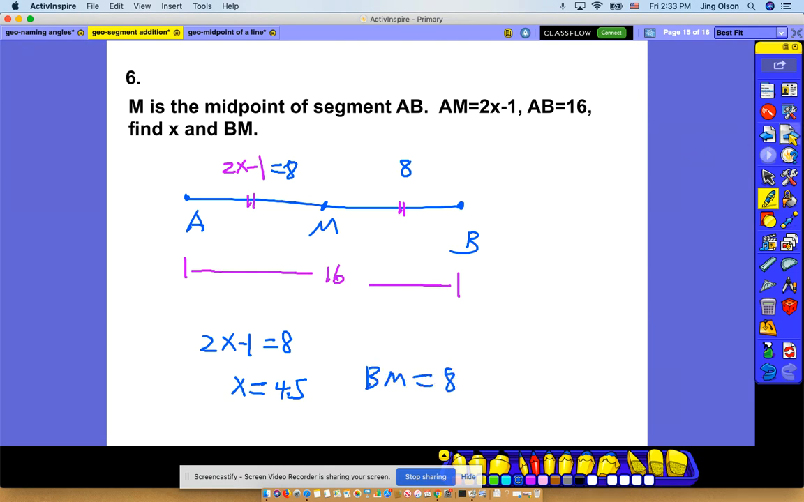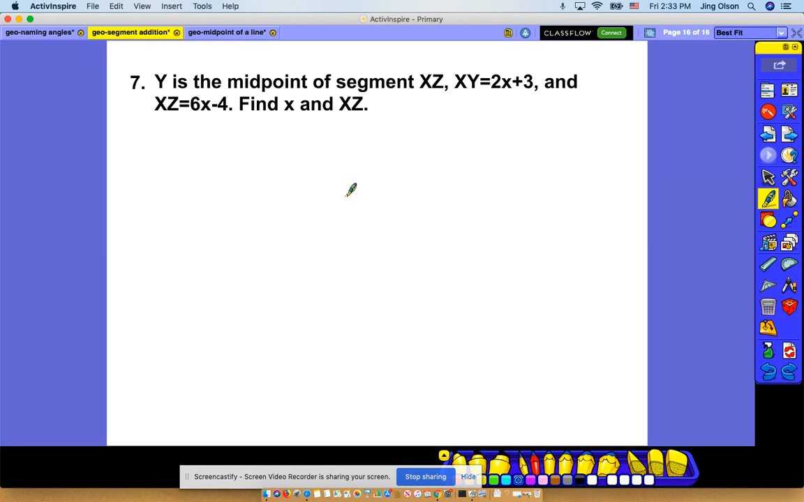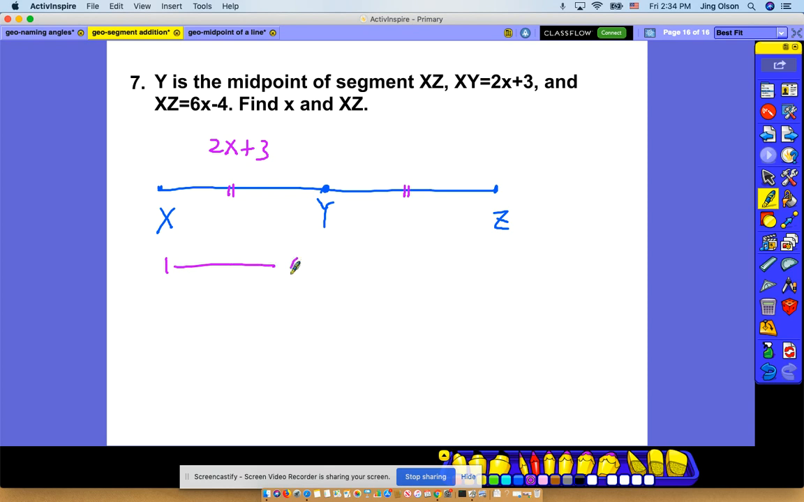Okay, I think I'm going to go over one more. Okay, this is not the one I thought it would be. Okay, so this one, Y is the midpoint of XZ. So X here, Z here. Y is the midpoint. That means XY and YZ are the same. These two are the same. This is the midpoint. XY is 2x plus 3. XZ is 6x minus 4. Okay, this is the one I want to go over.